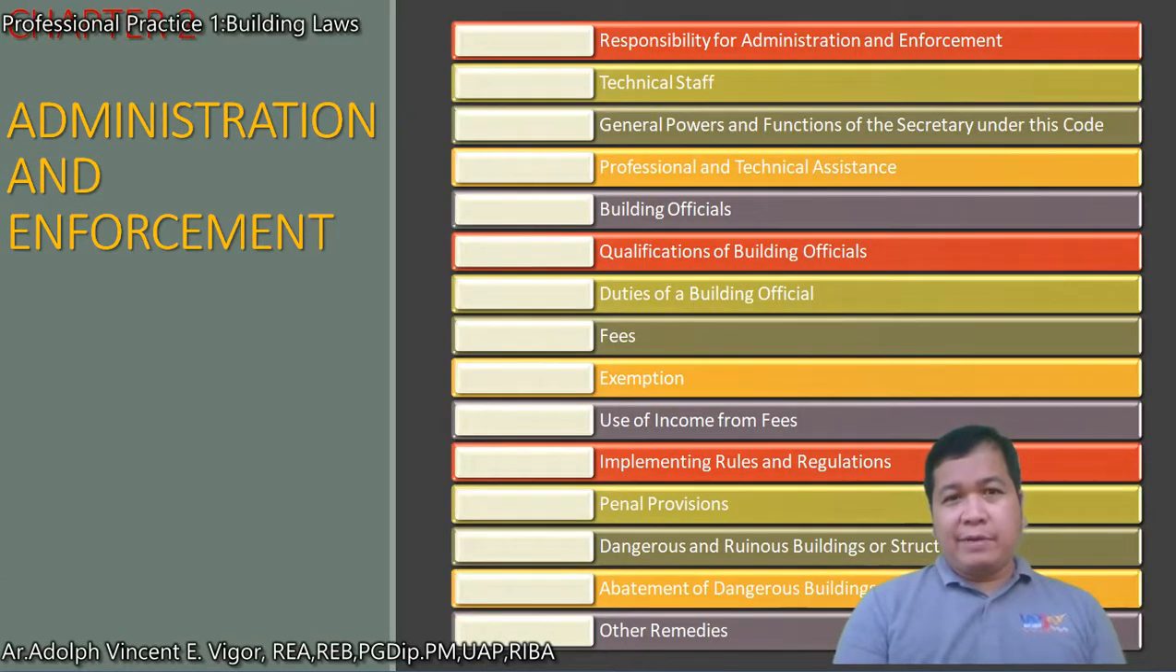so the administration and enforcement. So you can find here the responsibility for administration and enforcement, the technical staff, the general powers and functions of the secretary under this rule, the professional technical assistants, the building officials, the qualifications of building officials, the duties of building officials, the different fees, the use of income from fees, the IRR, the penal provisions about dangerous and ruinous buildings or structures, and abatement of dangerous buildings or structures, and other remedies.